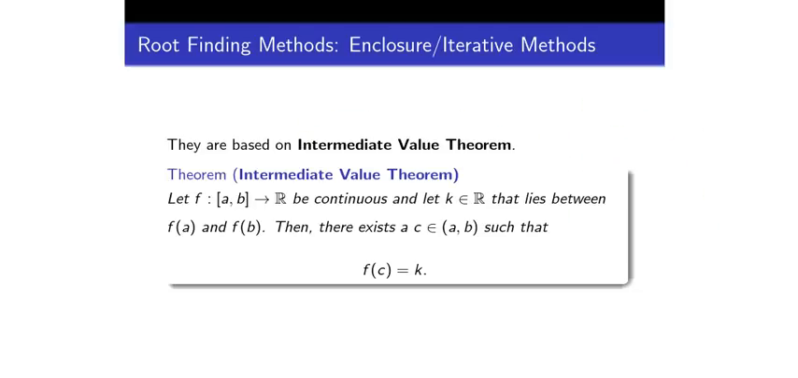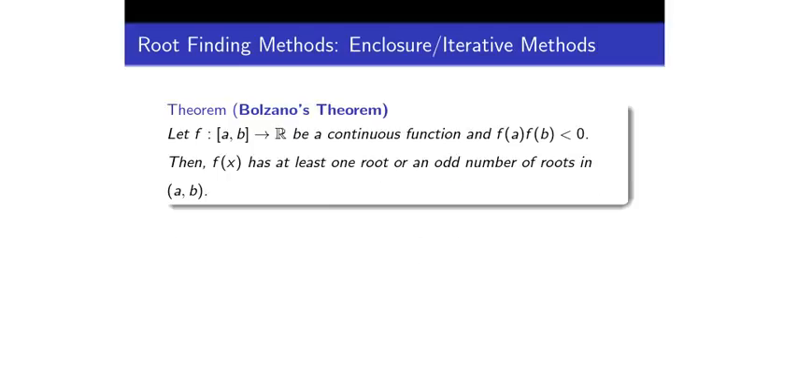So this is what the intermediate value theorem states. A closed interval is very much required. Let f on the closed interval a, b be continuous, and let k be any real number that lies between f of a and f of b. Then you are always able to find a c such that f of c is k.